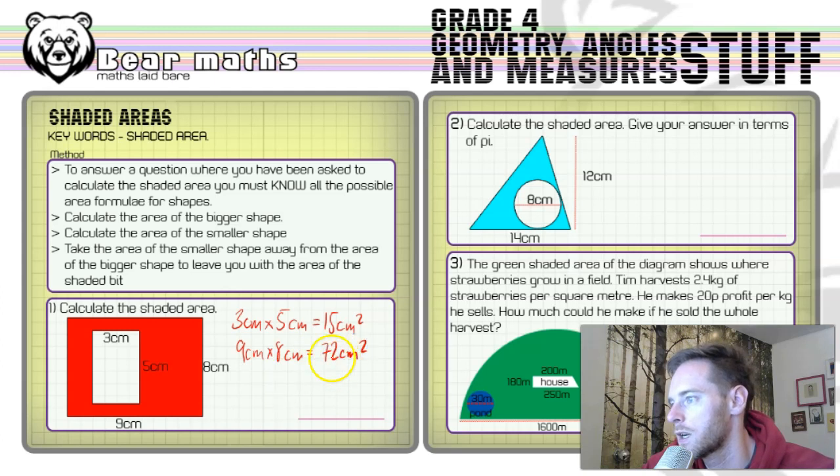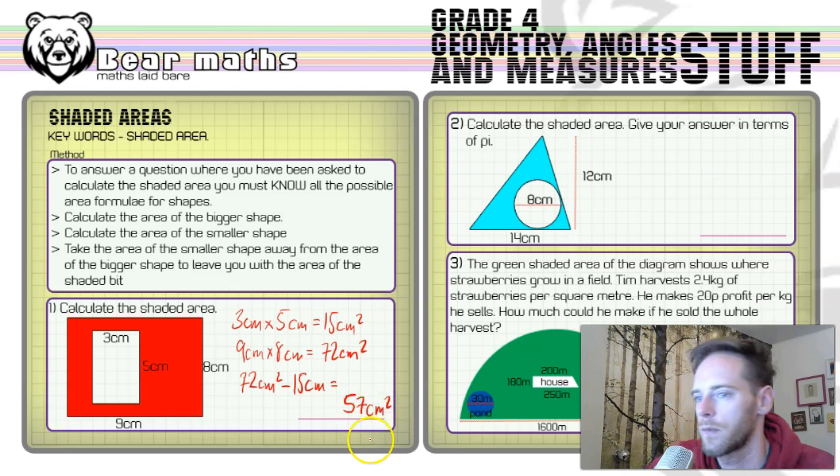All I've got to do is take away 15 centimeters squared from 72 centimeters squared. So 72 centimeters squared minus 15 centimeters squared equals 57 centimeters squared. I think that's relatively simple to do if you understand all your area formulae, because these ones are just rectangles. Rectangles are the easiest things to calculate the area for.